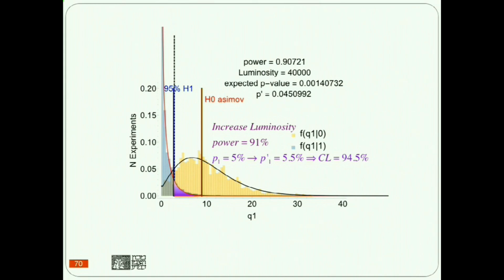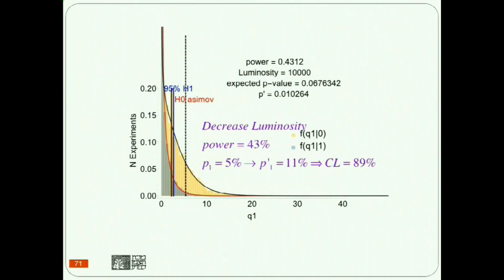So in order to really get 5%, all I need is to have a measurement a little bit close to it. So when the luminosity is high, the CLs is actually, the p-value is identical to the CLs. As the luminosity increases and increases, the power will go towards 100%, and you won't have a problem with your p-value.